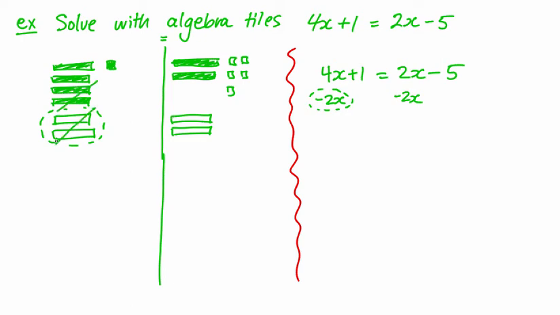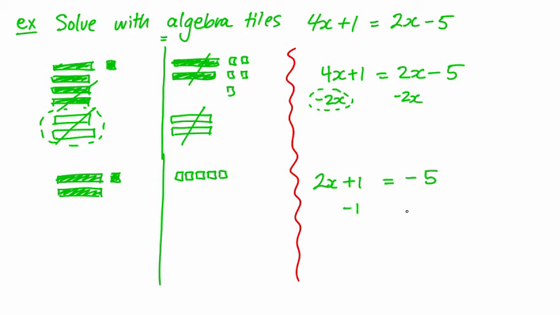So these two positives cancel out these two negatives. That would leave me with 2x plus 1 in terms of the algebra tiles. And in terms of algebra, I'll write it over here, 2x plus 1. And then on this side, these two x's cancel these negative 2x's, and I would just be left with negative 5. And I'll write that in algebra and in algebra tiles.